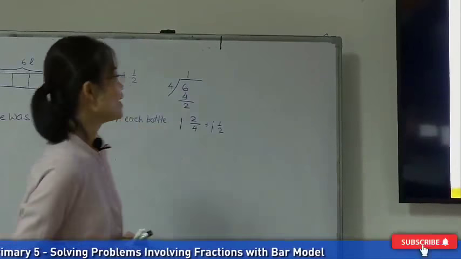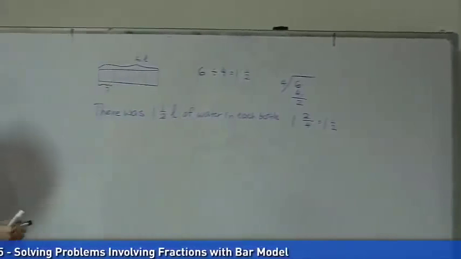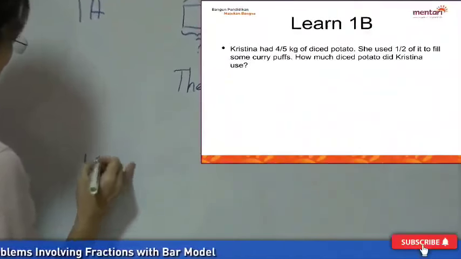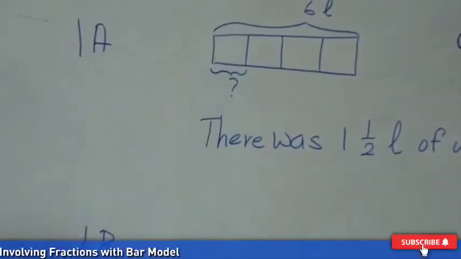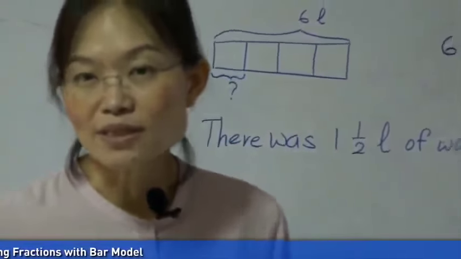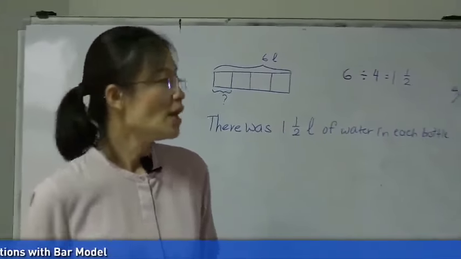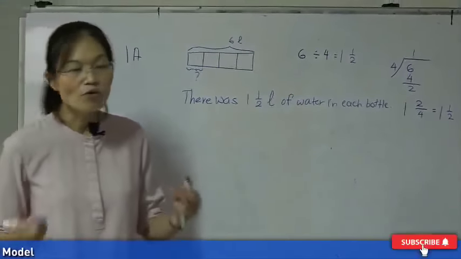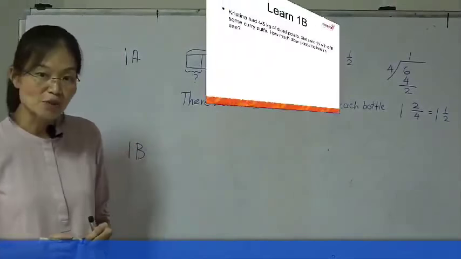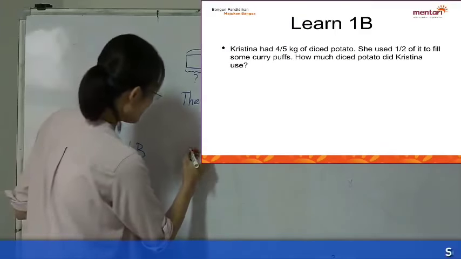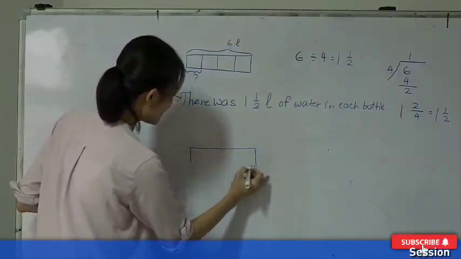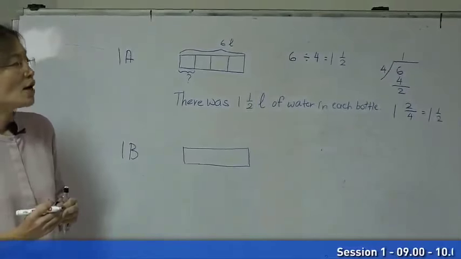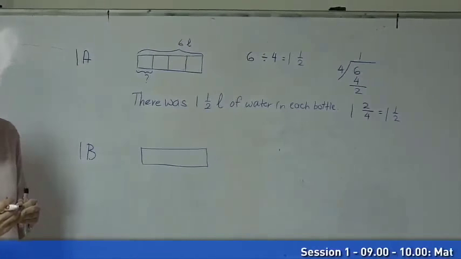Right? Now let's use bar model to solve the problem. Remember, we can use rectangle to represent a quantity. And in this word problem, the quantity is about diced potato. Christina had 4/5 kilogram of diced potato. Therefore, we can draw a rectangle, and this rectangle represents 4/5 kilogram of diced potato.